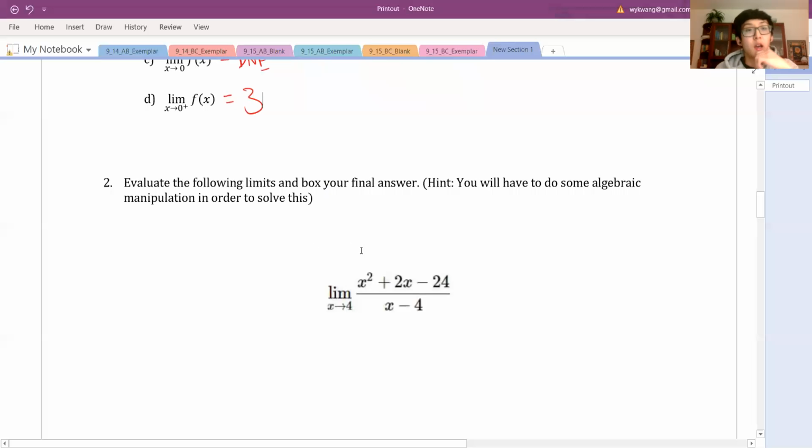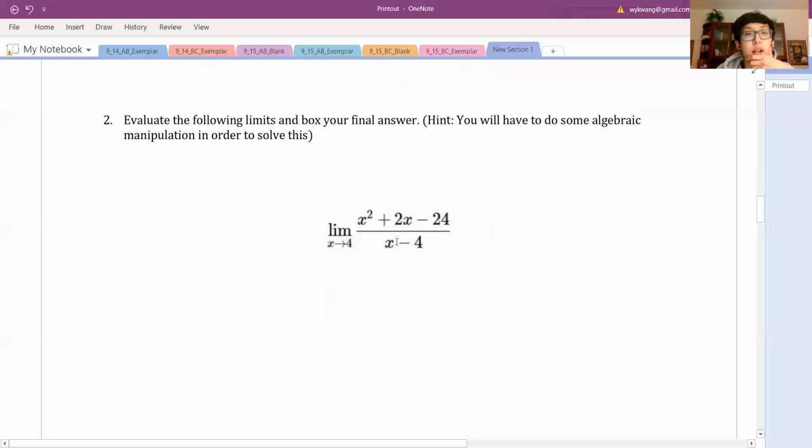Awesome. Okay, 2, evaluate the following limits and box your final answer. Okay, so hint, you will have to do some algebraic manipulation in order to solve this. That's a pretty good hint that we're going to have to do some algebraic manipulation. When we look at this, my first instinct, I see an x squared and something in the denominator. My first instinct is I'm going to want to factor. And that's exactly what we're going to do here.